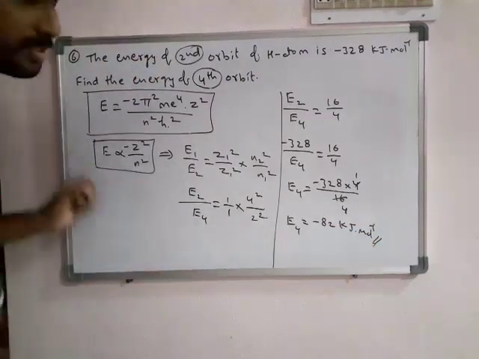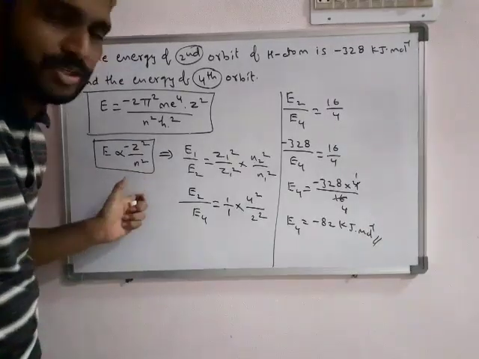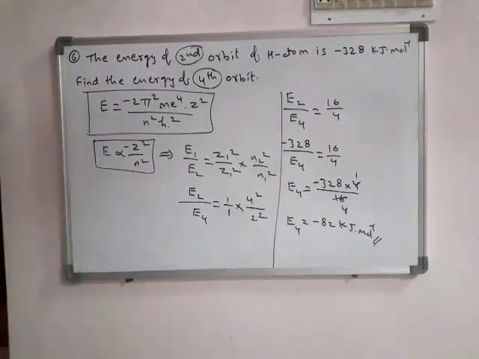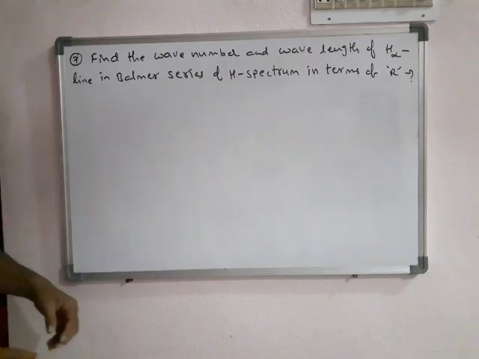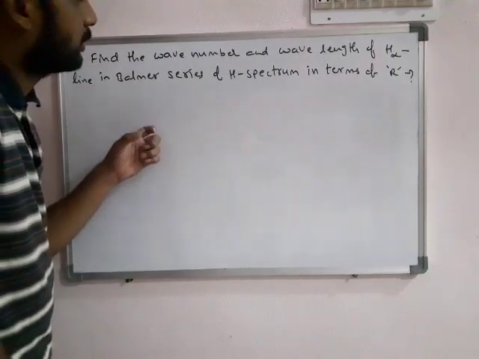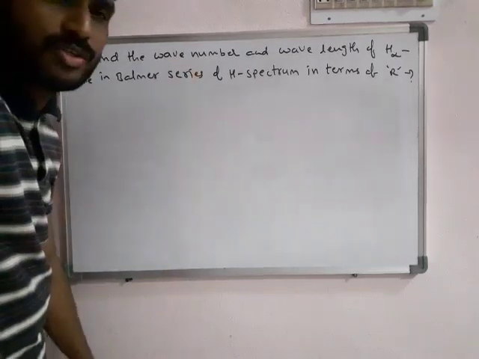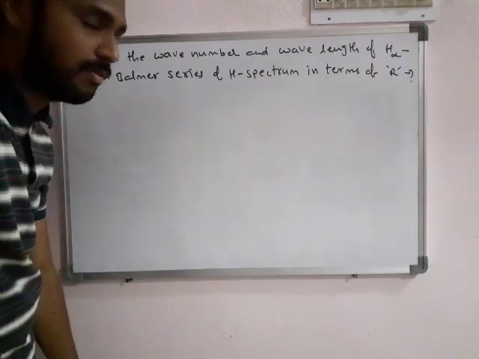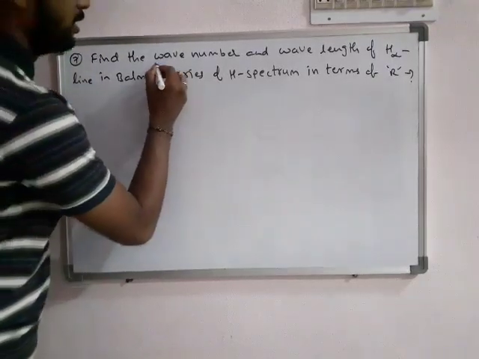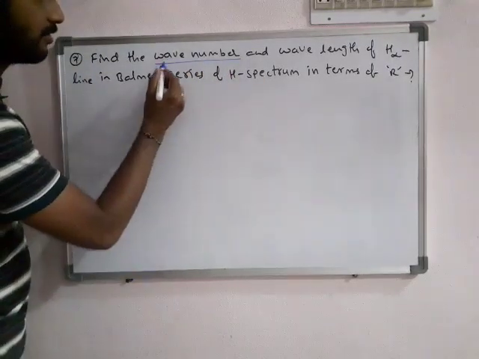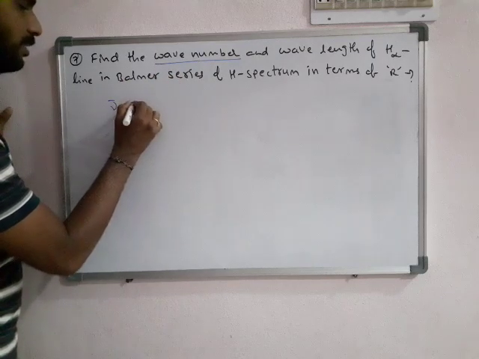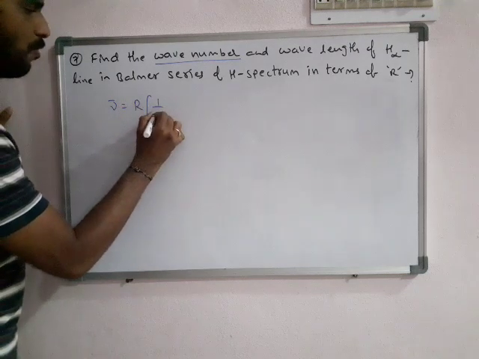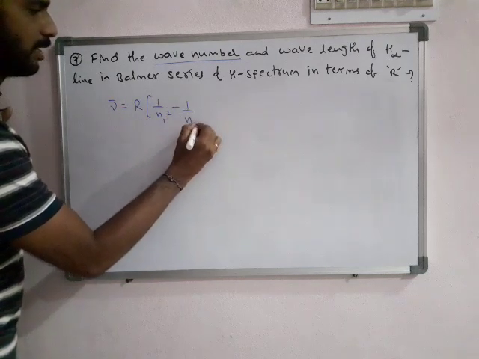So for this type of problem, we just need to remember the relations. Okay. Now this problem is based on the wave number equation according to Bohr's theory. Already we know that in the hydrogen spectrum there is an equation for the wave number of spectral lines: mu bar equals R into 1 by n1 square minus 1 by n2 square.